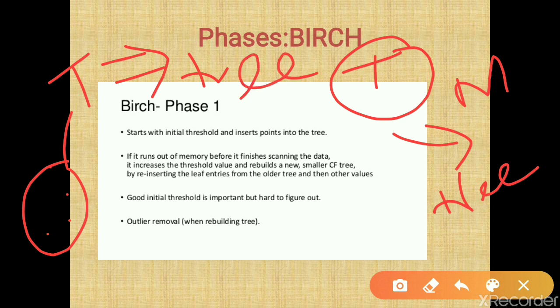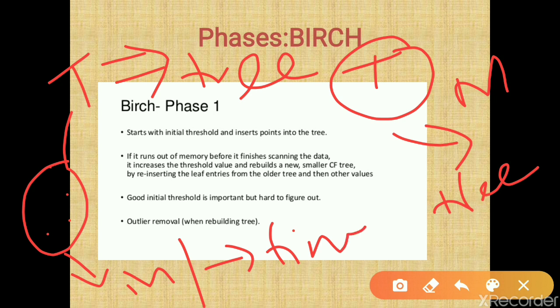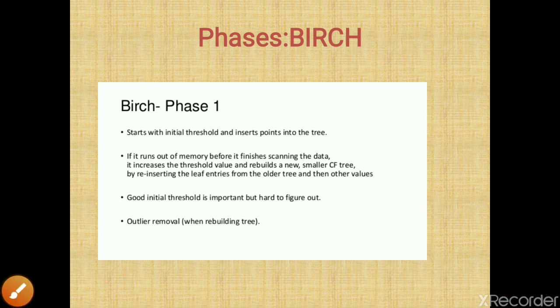Okay, so while adding these data points, if your memory is exhausted, memory is finished, then what you have to do is rebuild the tree again by adding the initial points as well as the new point. So selecting the initial threshold value is very important, otherwise again and again you have to rebuild the tree. So outlier removal while rebuilding is one of the important points in phase 1.